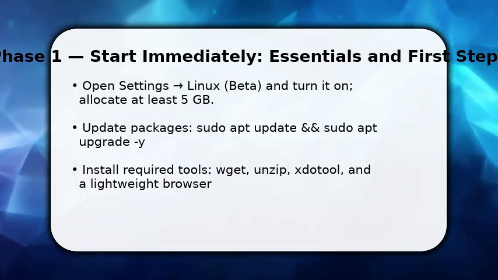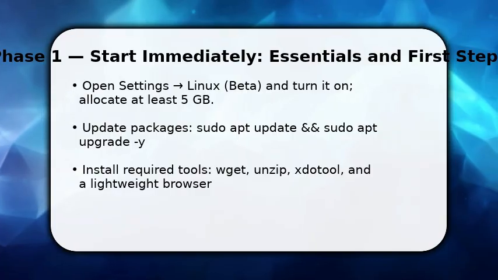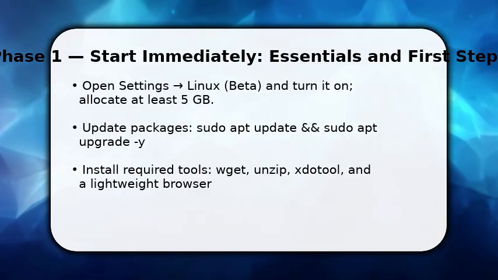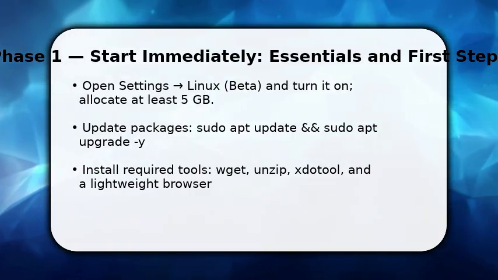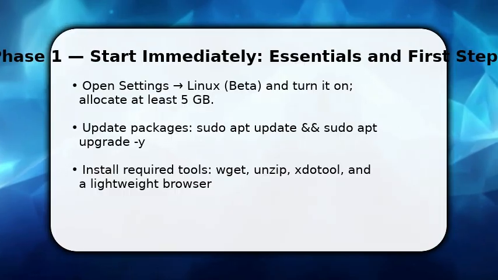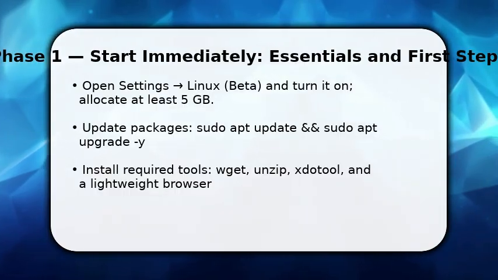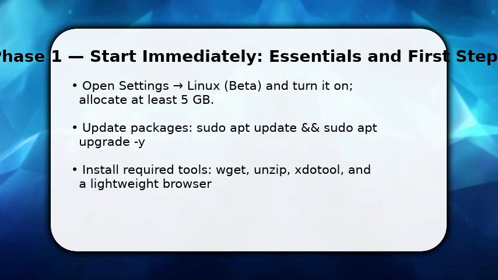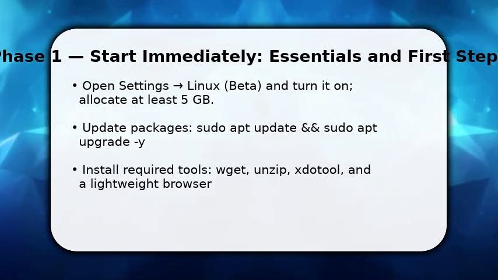Next, install essentials like wget, unzip, and xdotool. These let you download and simulate clicks. Make sure you allocate at least 5 GB to Linux, otherwise installs fail. This sets the environment. You are now ready to download and run a compatible auto clicker binary inside Linux.